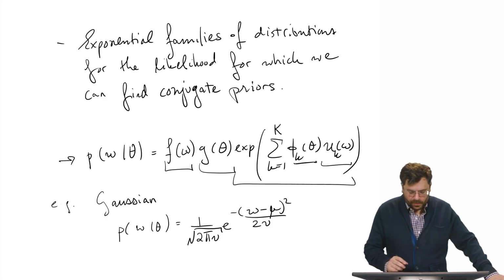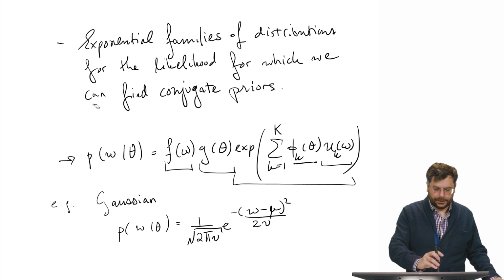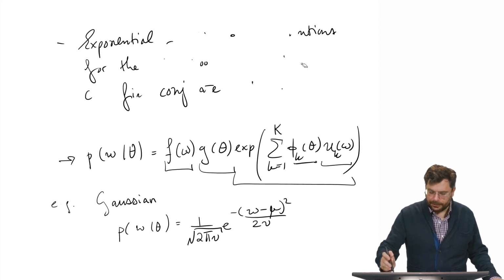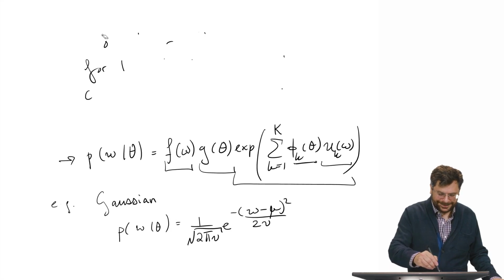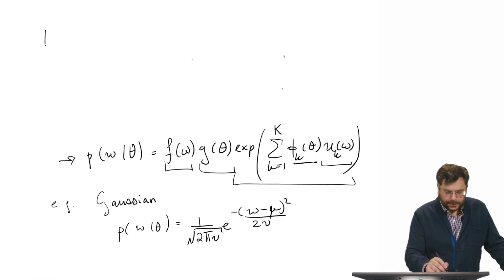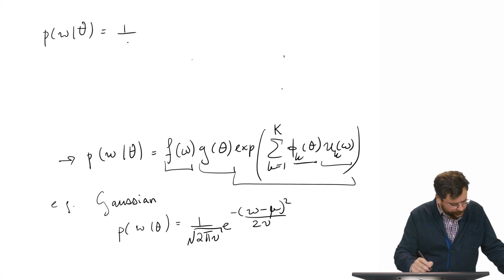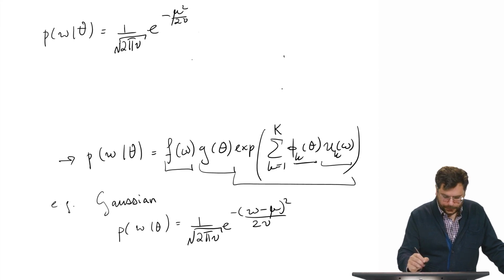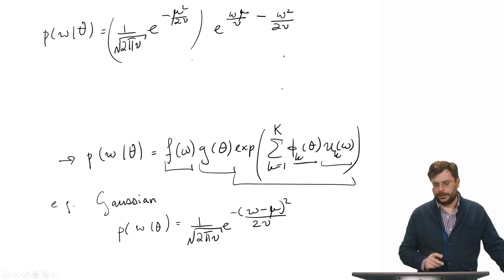Nu here is the variance. So the question is, can I rewrite this in the exponential form? Let me try to do that above while keeping all terms clear. The first thing I'm going to do with my likelihood is expand what I have in the exponential. I'm going to rewrite this as 1 over square root 2 pi nu multiplied by e to the minus mu squared over 2 nu, and I'm going to put this in brackets. I'm going to rewrite the rest as e to the w mu over nu minus w squared over 2 nu.